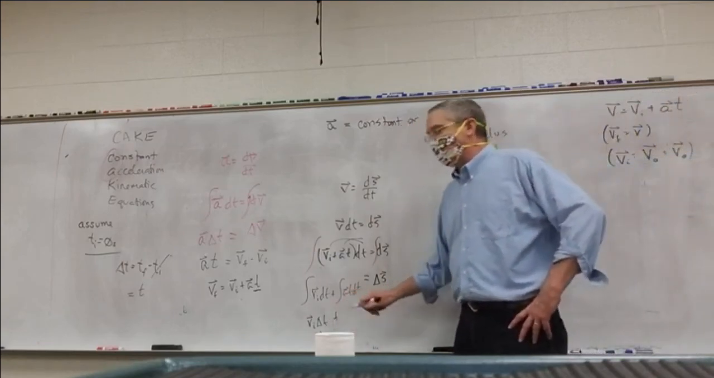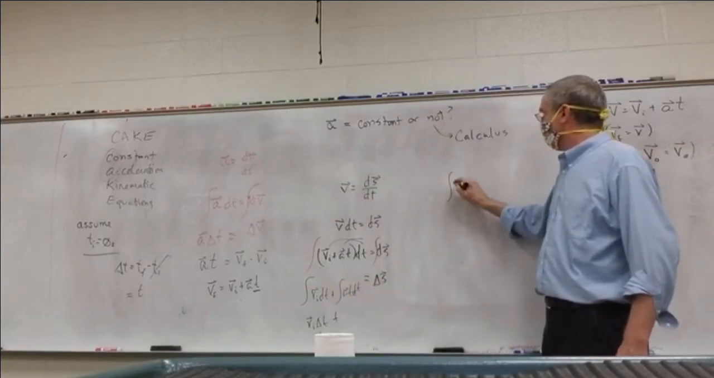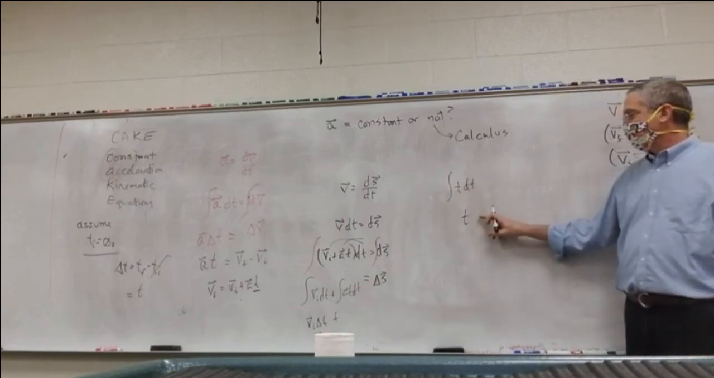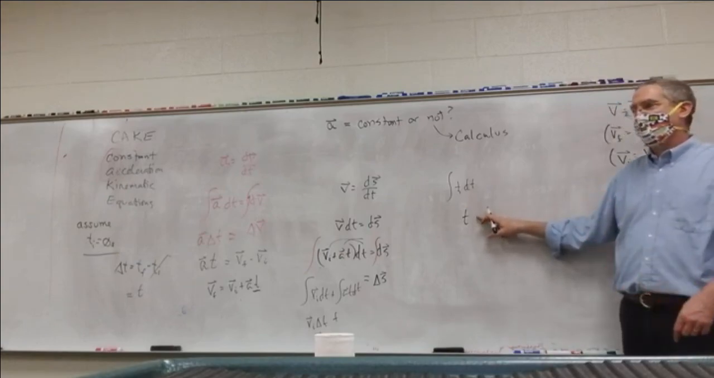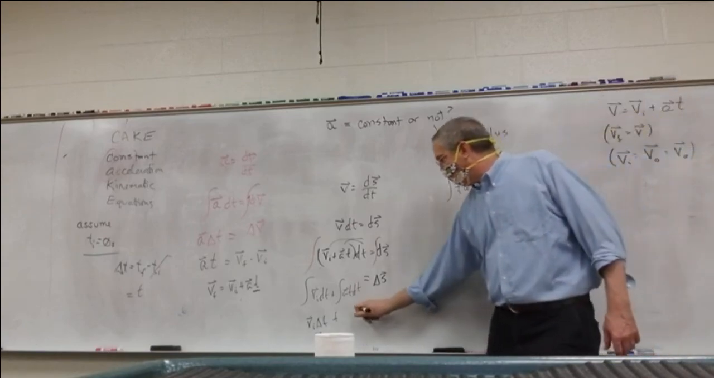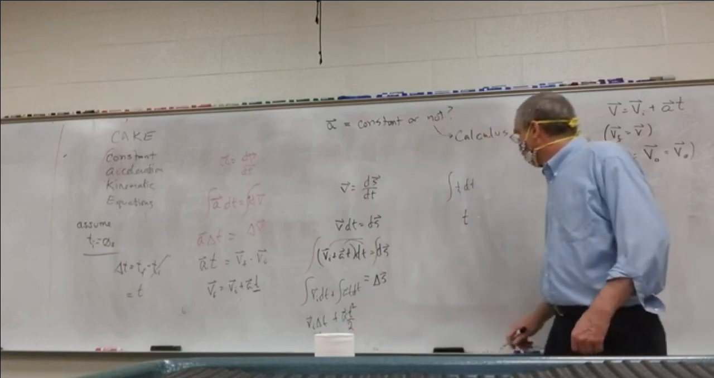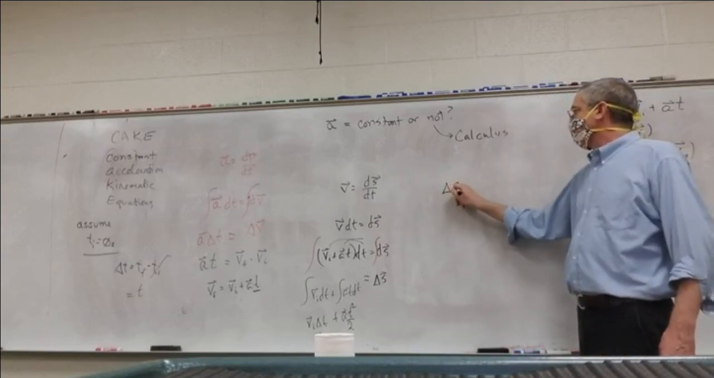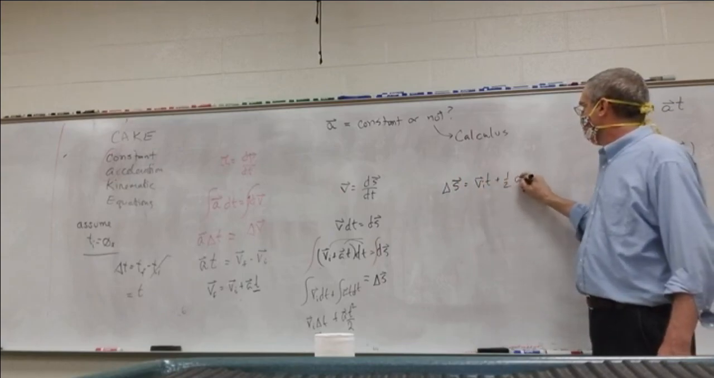Plus, over here, acceleration is constant, because that's our premise. So acceleration will come out, and so we're doing the antiderivative of t dt. In other words, what do we take the derivative of to get t? t squared over 2. And so we get acceleration times t squared over 2. So writing that at a more reasonable height, we have the displacement or change in position is equal to vit plus 1/2 at squared.